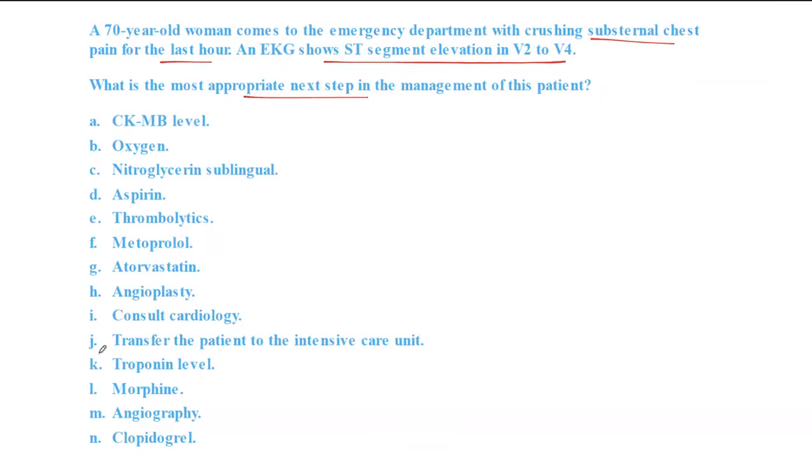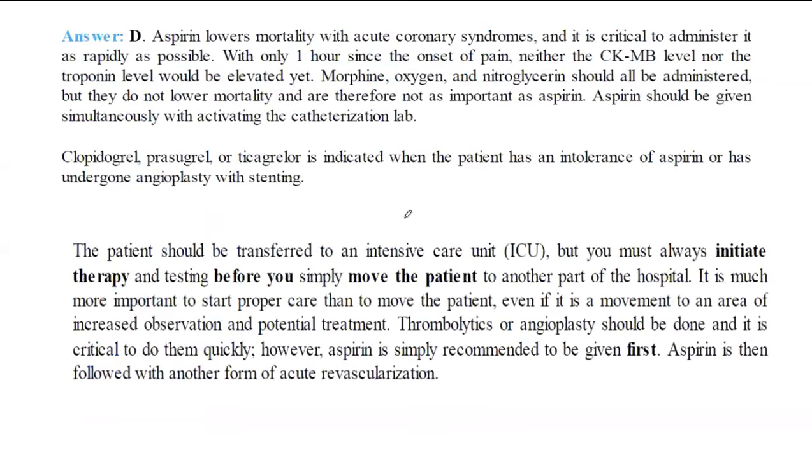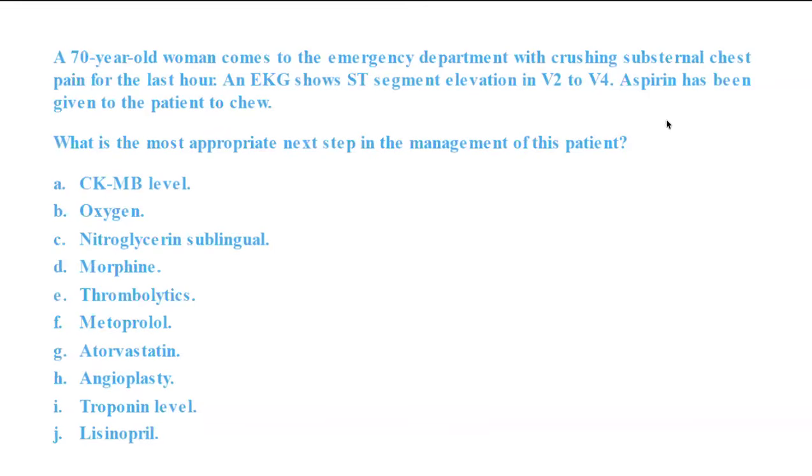In the exam, you don't get all of these options, but let's see if you can catch the right answer. Yeah, we will need to go for aspirin initially. Now, the next question, the same question, you have given aspirin. What will you do next? After aspirin, are you going to check CKMB, oxygen, nitroglycerin, morphine, thrombolytics? Which one?